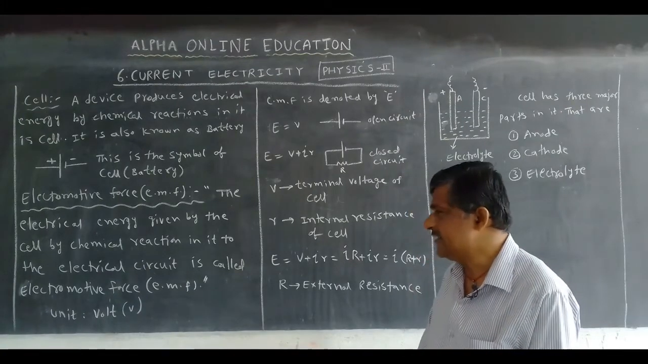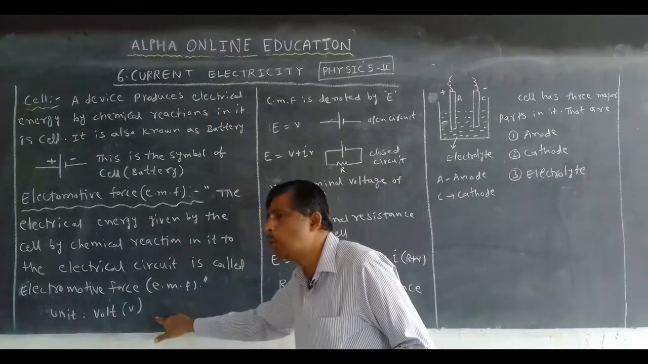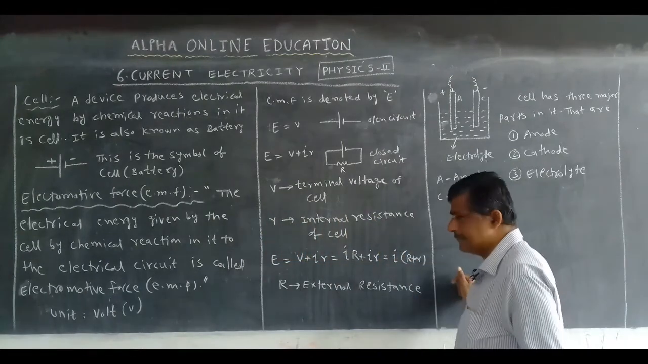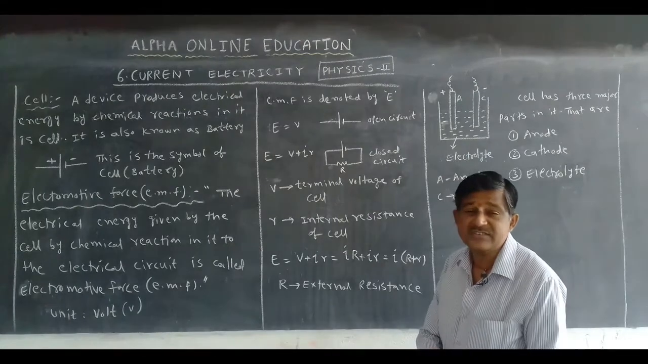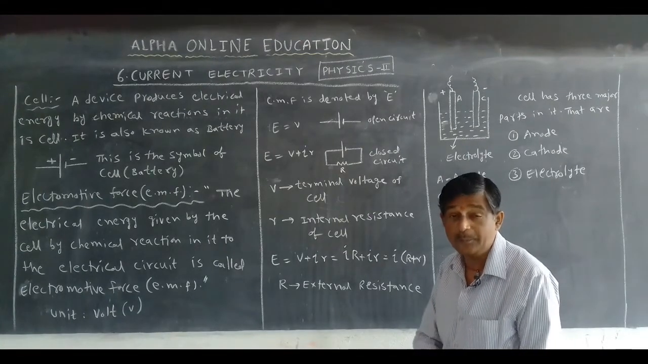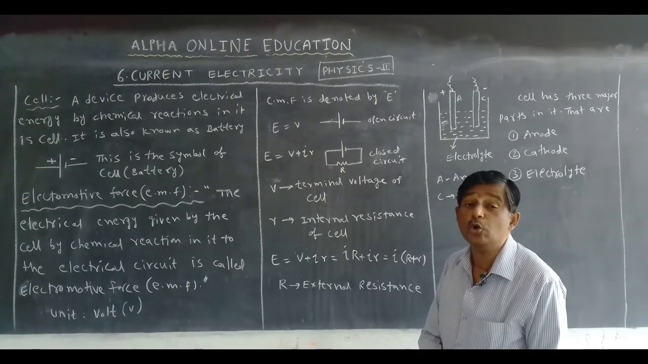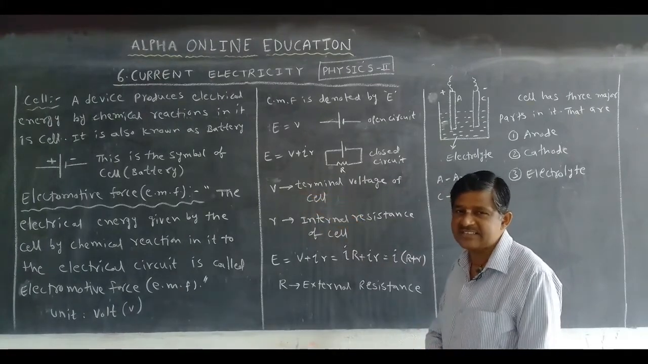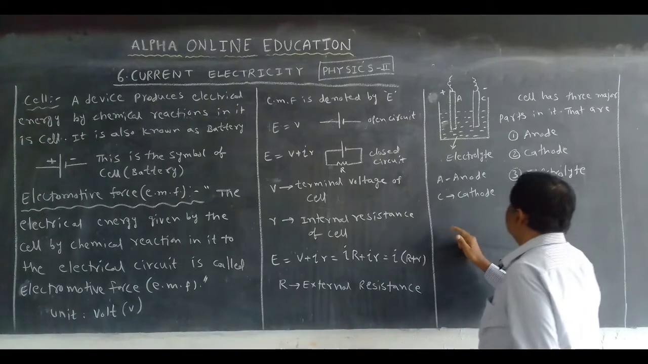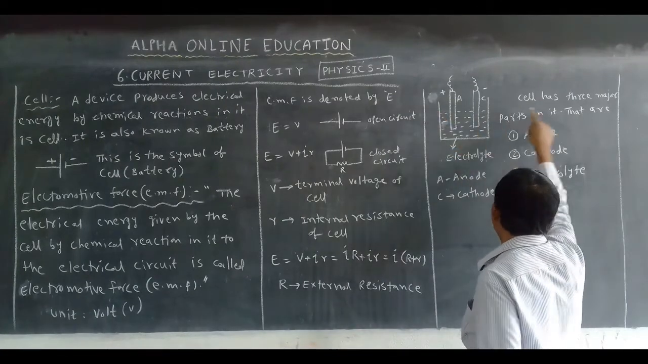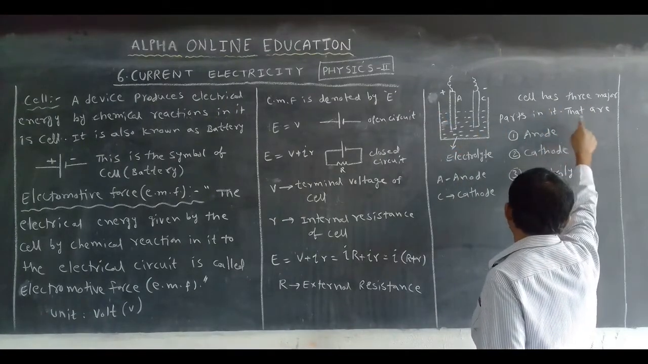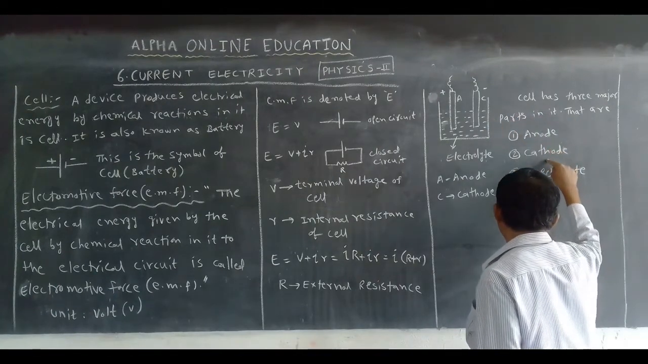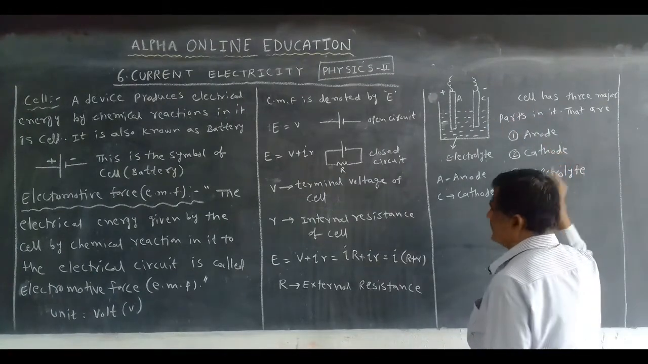So that's why the EMF unit is called volt. Now, how is the primary cell designed? This topic is one of the important chapters in chemistry, electrochemistry. In electrochemistry, this chapter is repeated. Now, you take a cell. The cell has three major parts in it: anode, cathode, electrolyte.